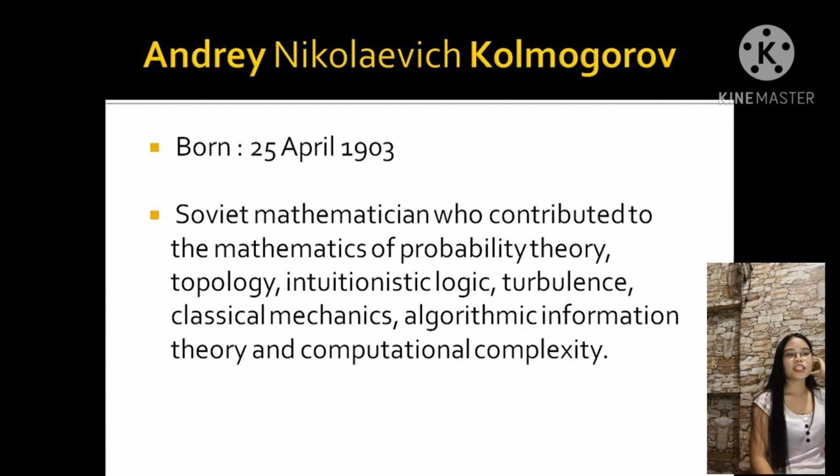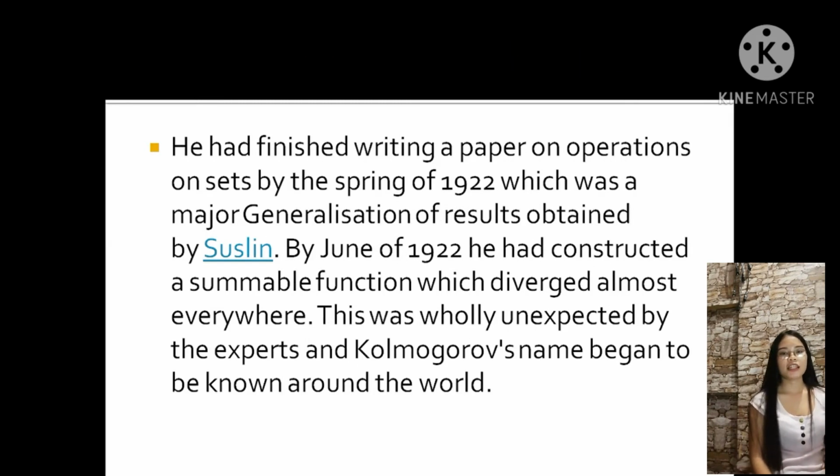He finished writing a paper on operations on sets by the spring of 1922, which was a major generalization of results obtained by Suslin. By June of 1922, he had constructed summable functions which diverge almost everywhere. This was totally unexpected by the experts, and Kolmogorov's name began to be known around the world.